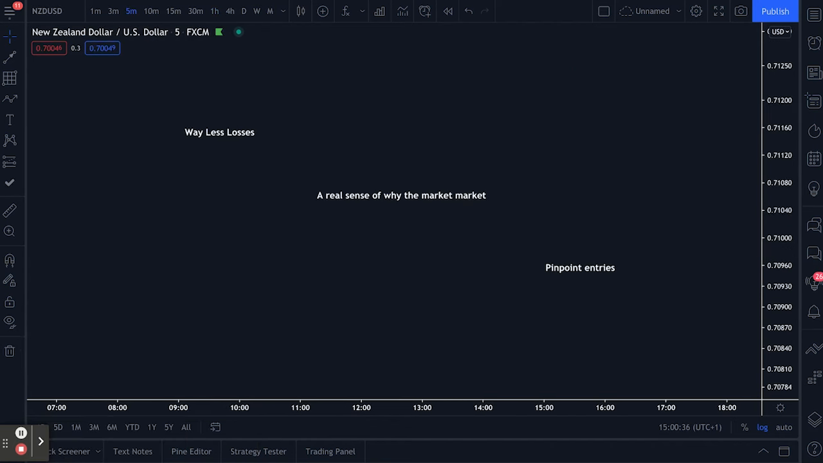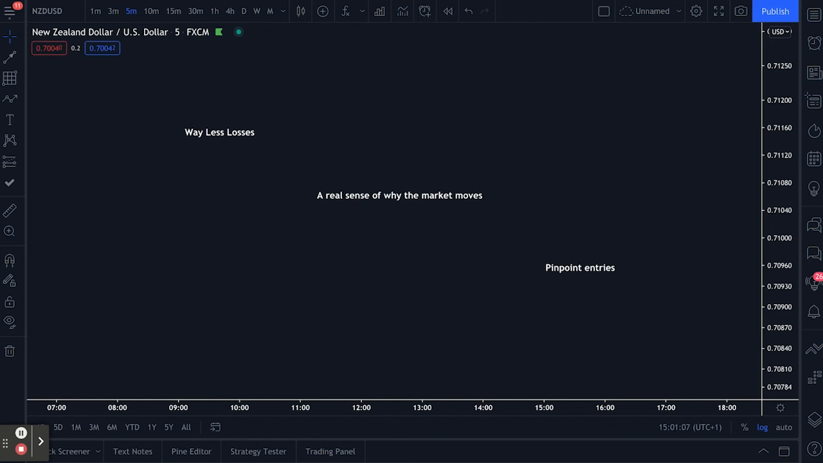So now you understand liquidity and the basic concepts of it. How does this actually benefit you? Well, there are three major reasons and three major ways that this is going to help your trading. First of all, you're going to run into way fewer losses than you would if you were trading with basic retail views and you didn't understand why liquidity was doing what it was doing.